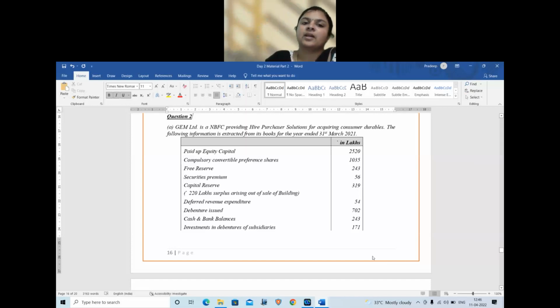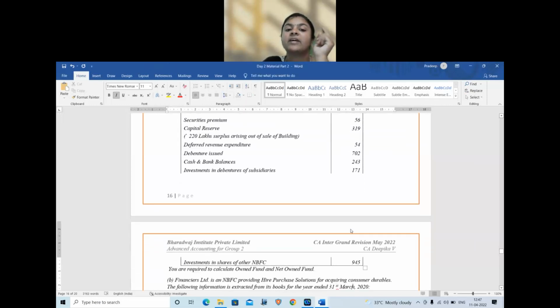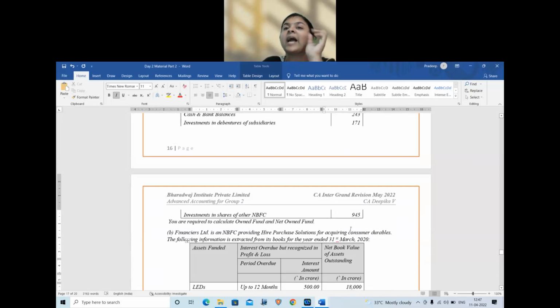Question number 2. GEM Limited is an NBFC providing hire purchase solutions for acquiring consumer durables. Following information is extracted. You have paid up capital, compulsory convertible preference shares, free reserves, securities premium, capital reserve 319, out of which 220 lakhs alone is out of sale. So what will be the balance? The balance is assumed as revaluation, which need not be included. So we should only consider 220 lakhs. We should not consider 319 lakhs. Deferred revenue expenditure is given. Debentures, cash and bank balances, investments in debentures of subsidiaries, investments in shares of other NBFCs. Calculate owned fund and net owned fund.